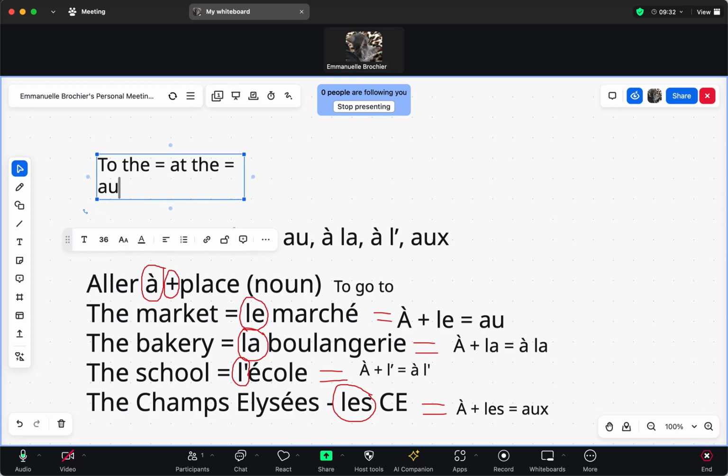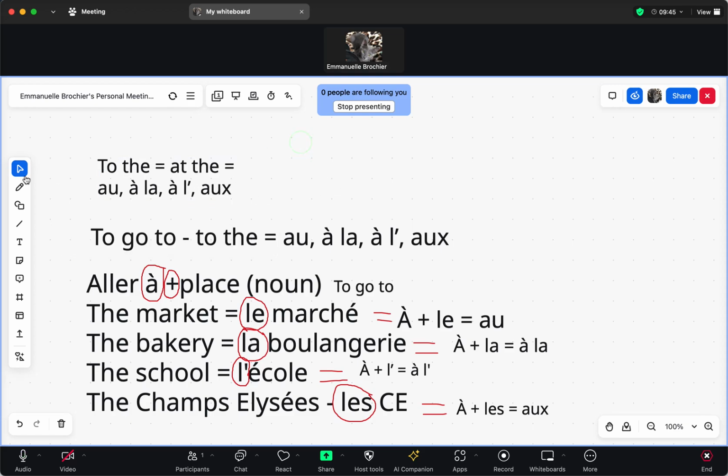So every time we deal with the same preposition: au, à la, à l'apostrophe, and aux. Contraction, no contraction, no contraction, contraction. So that means I need to be careful, in French, of the determiner. That means any kind of article before the noun. A noun in French always has an article, indefinite or definite.